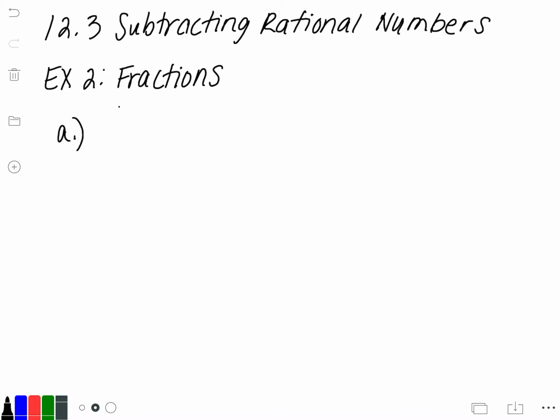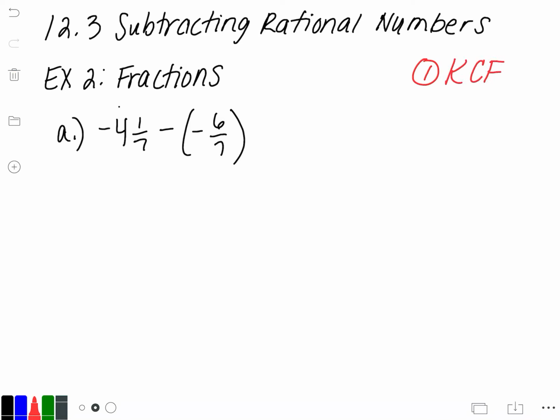So here's example A. Let's say you have a mixed number like -4 1/7 minus -6/7. Your step one, you always want to keep, change, flip when you're subtracting. So I'll change my color. Here we go. Keep. Oops, that should be a 7. There we go. Change to addition. Flip to be the opposite sign, so it's a positive 6/7.